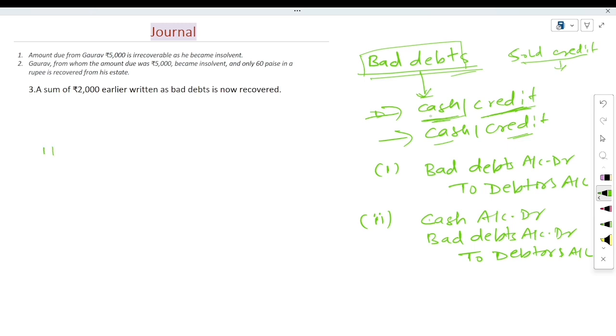Here, because you are receiving cash, cash account will be debit. Earlier you have written this amount off as bad debts, so now you will pass the entry to bad debts recovered account. Bad debts recovered account, this entry you will pass. So this is the concept of bad debts.